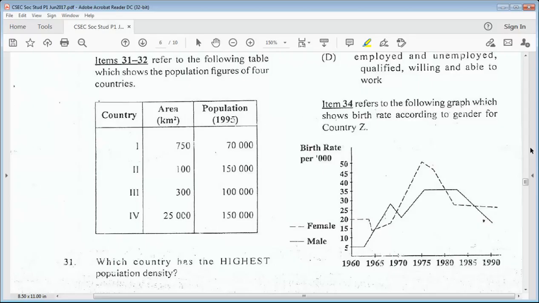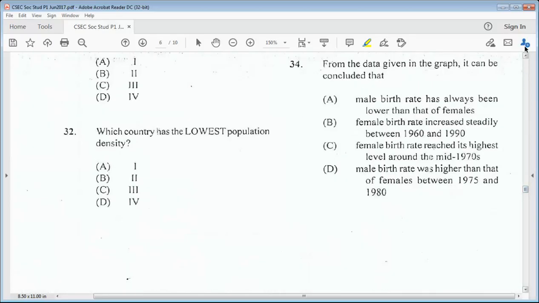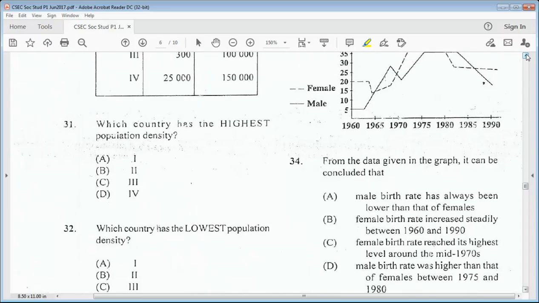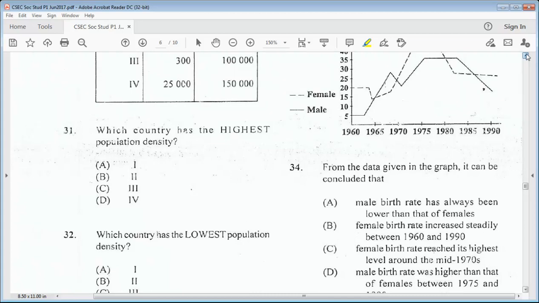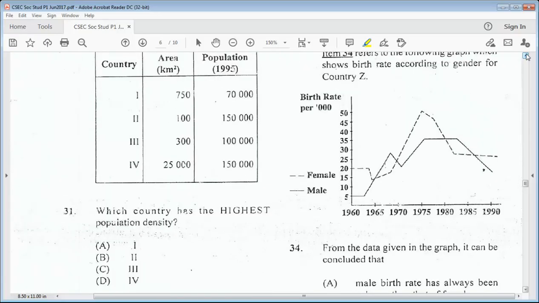So what is it that we are required to do? Here it says, which country has the highest population density? So which country has the highest population density? In order for us to know that, we'd have to divide the population by our area per square kilometer. So country 1, we're going to divide 70,000 by 750 and we get 93 there.